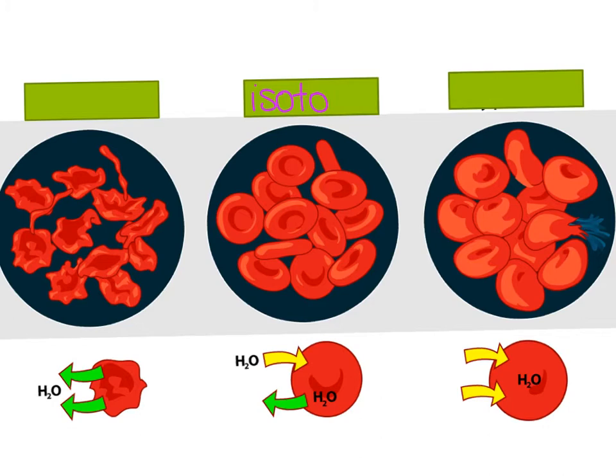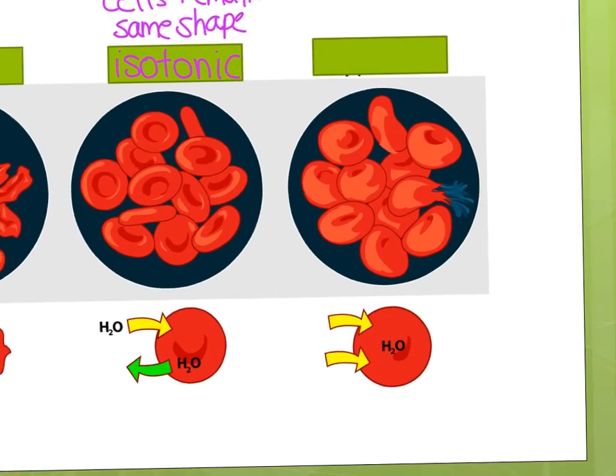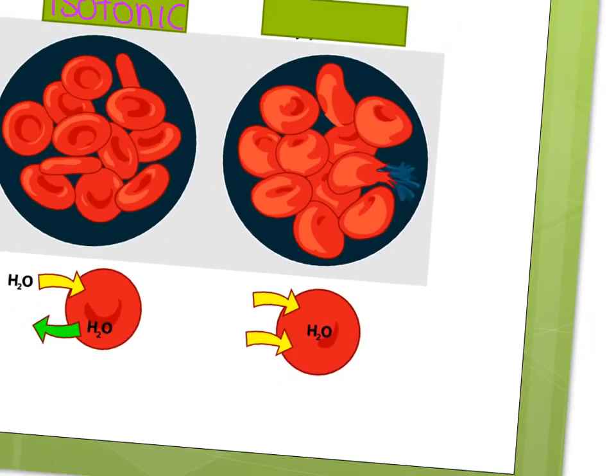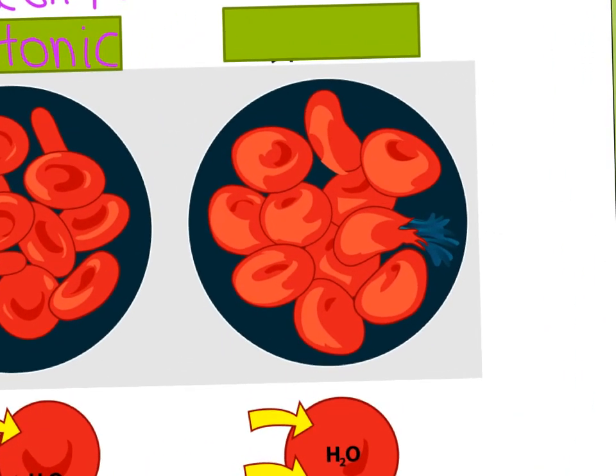What's going to happen to the shape of my cells? So cells remain the same shape. What about, let's look at this one here. We've got water coming in. They're getting so fat that they burst. So we have hypotonic.